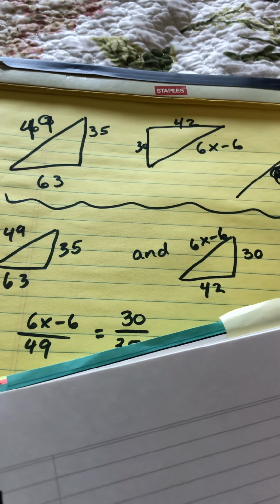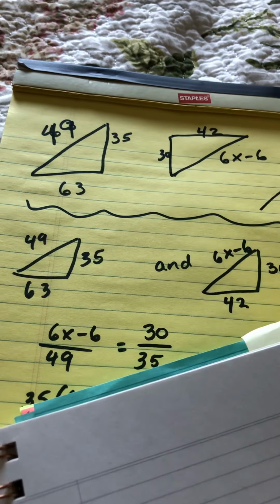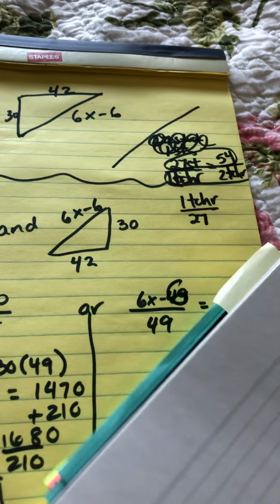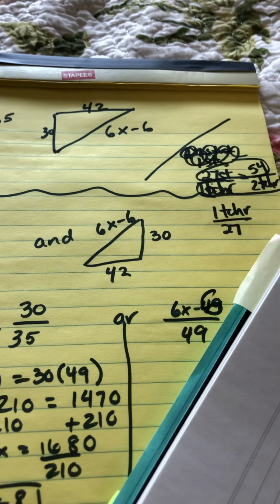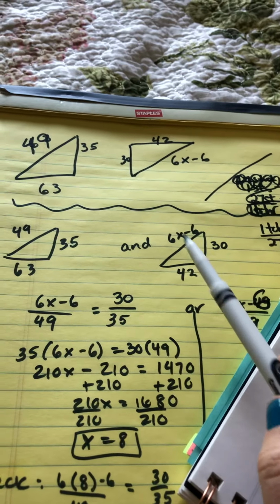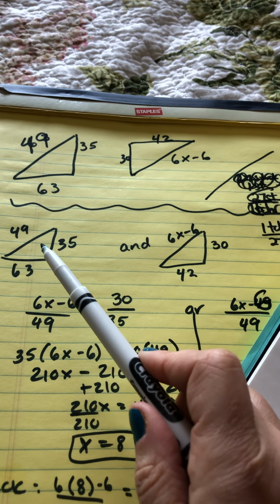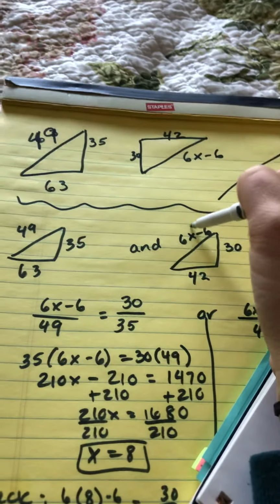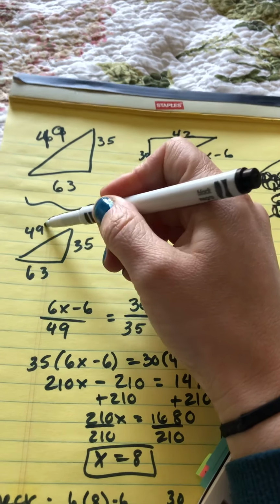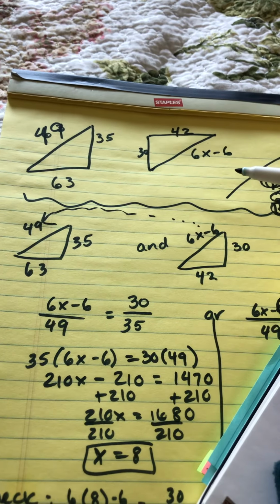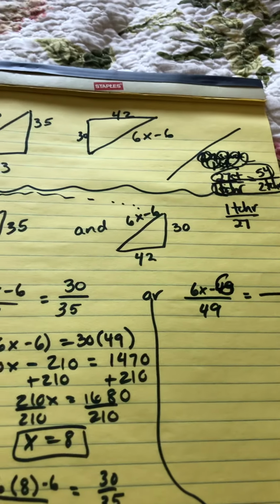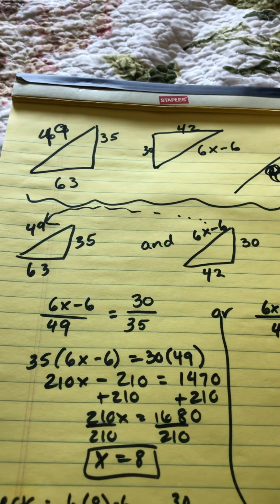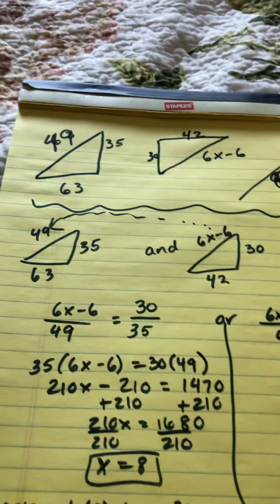Now, pause for a second and think about what your other proportion could be. In other words, you have 6x minus 6 over 49. And now how would you use the 63 and 42? Notice that I went this way. You're going to end up going that same direction.